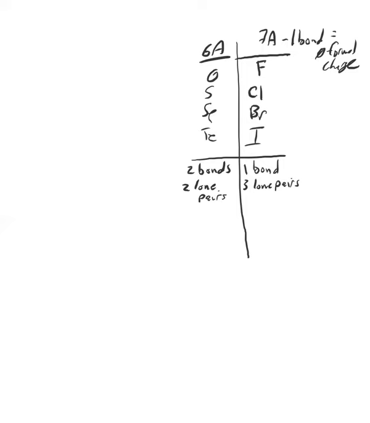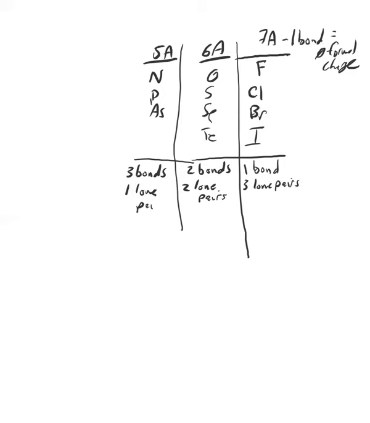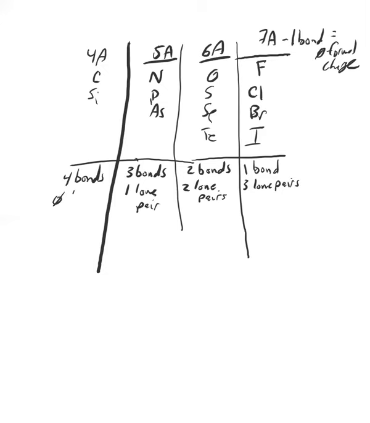When you do group 5A, nitrogen, phosphorus, arsenic, antimony's below that too, but let's not worry about that one, it's 3 bonds and 1 lone pair. That's what's going to give them 0 formal charges. And then carbon is group 4A. So carbon and silicon, 4 bonds and 0 lone pairs. So when you draw Lewis structures, if you remember that group 7A is only going to have 1 bond, group 6A is going to have 2 bonds.